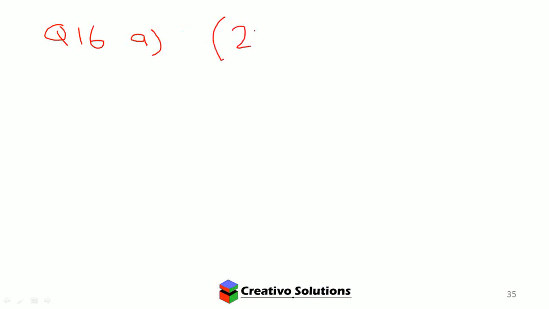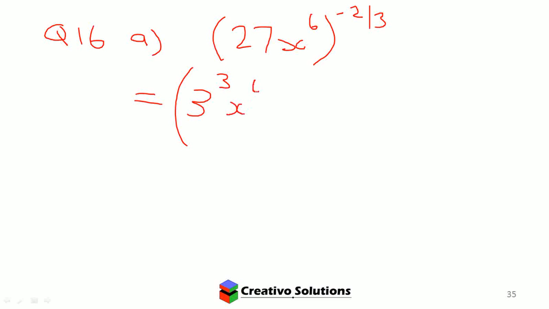They've given you 27 x to the 6 to the power negative 2 over 3. When looking at this, you're actually applying your exponent rules. When I look at 27, I'm trying to think of a number that can be squared or cubed. I'm thinking of 3 cubed, because 3 times 3 is 9 and 9 times 3 is 27. So I could rewrite this as 3 cubed x to the 6 to the power negative 2 over 3.